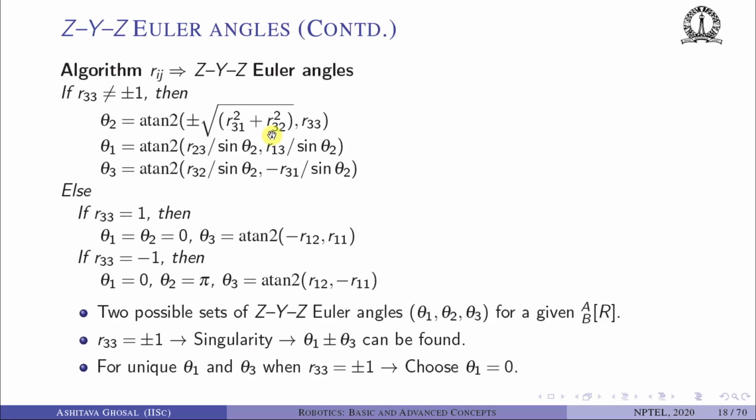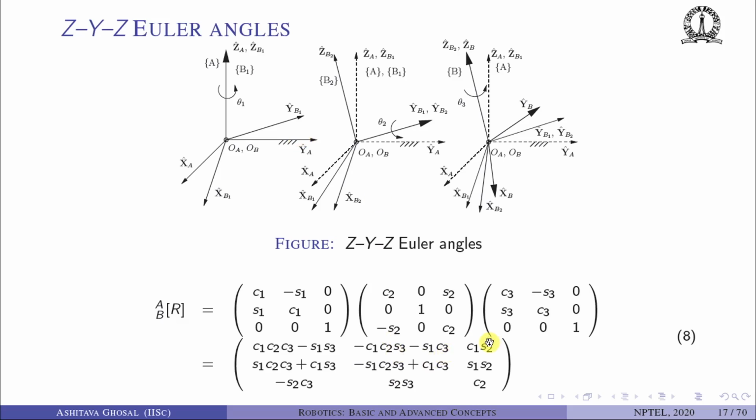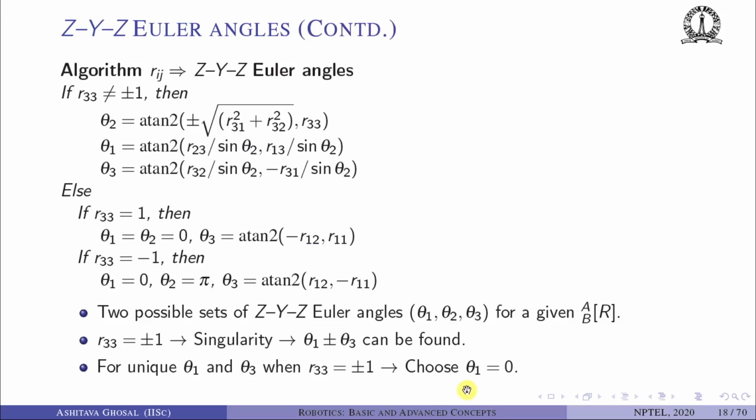So we can find an algorithm: if I give you Rij's, what are the ZYZ Euler angles? If R33 is not equal to plus minus 1, so cos theta 2 is not equal to 0 or 180, then theta 2 is atan2 of square root of R31 square plus R32 square comma R33. Is that correct? Yes, because I can take the square of these two and we will be left with sine theta 2 plus minus because square root is there, and we will get cos theta 2, and hence we can find theta 2. We can then divide R23 and R13 by sine theta 2 and find theta 1, and then we can divide R32 by sine theta 2 and minus R31 by sine theta 2 and find theta 3.